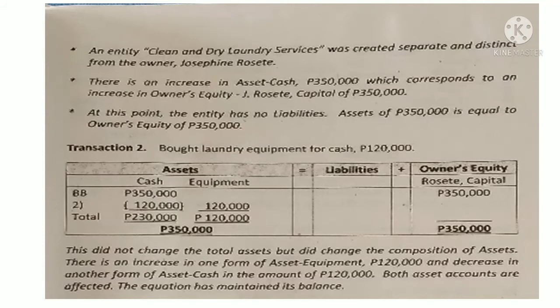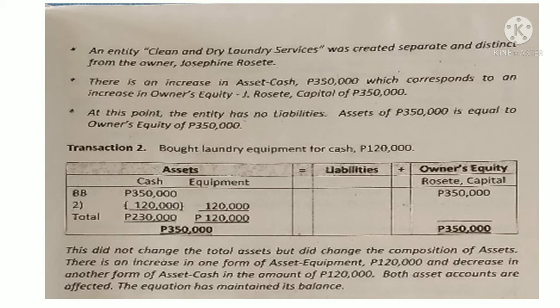So as we can see with the first transaction, the entity Clean and Dry Laundry Services was created separate and distinct from the owner, Josephine Receipt. There is an increase in asset cash, 350,000, which corresponds to an increase in owner's equity, J Receipt capital, of 350,000 pesos. So at this point, the entity has no liabilities. Assets of 350,000 is equal to owner's equity of 350,000 pesos.